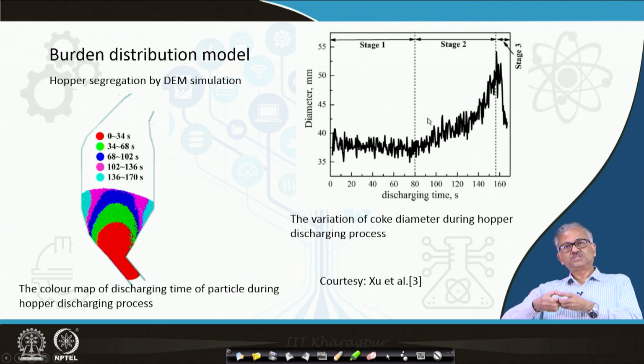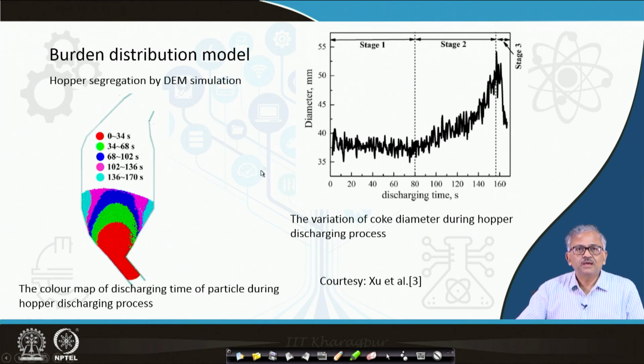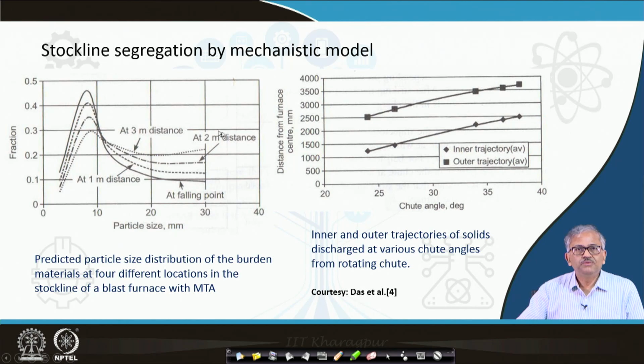When you discharge from the hopper, what type of particle distribution will you get? It has been perfectly modeled by the DEM model. So that has been done. And now I'll give you some examples of stock line segregation by a mechanistic model, that is this thing.